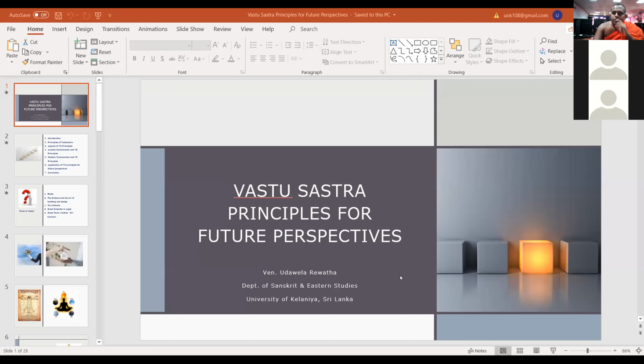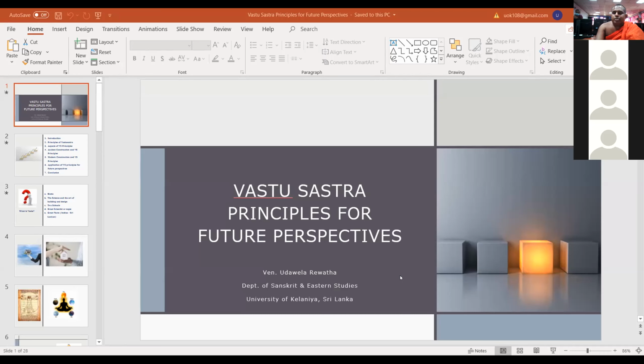Good morning, everybody. On behalf of the organizing committee, I cordially admire the contribution made by the previous two presenters, Dr. Rahul Atlekar and Venerable Jambugapiti Dhammaloka Thero, and the contribution made by the head of the department, Professor K.B. Jayawardena, being the moderator of this panel discussion. This is the topic I selected to discuss today in this panel discussion: Vastushastra principles for future perspectives.